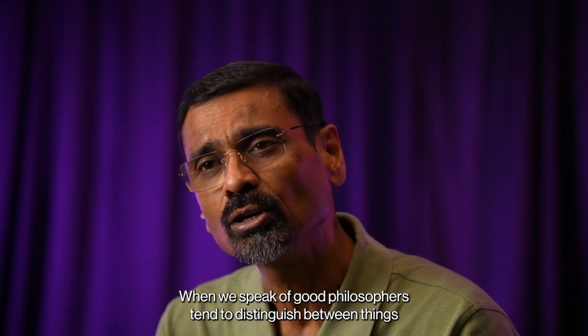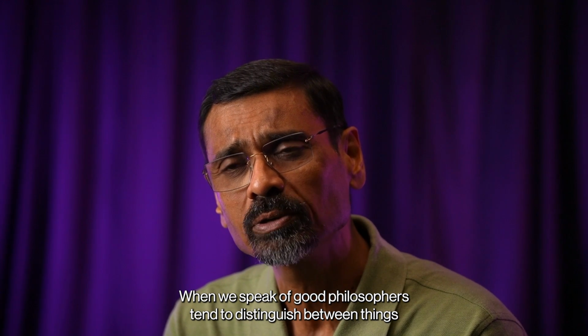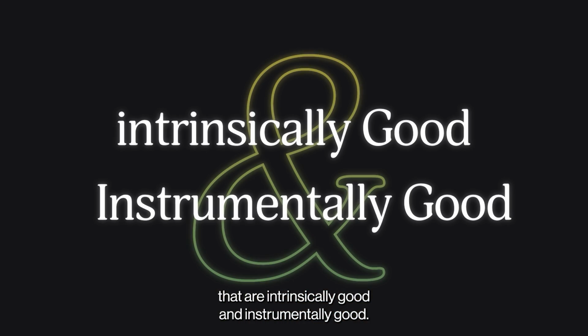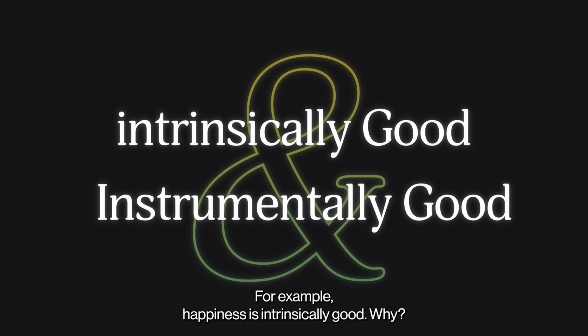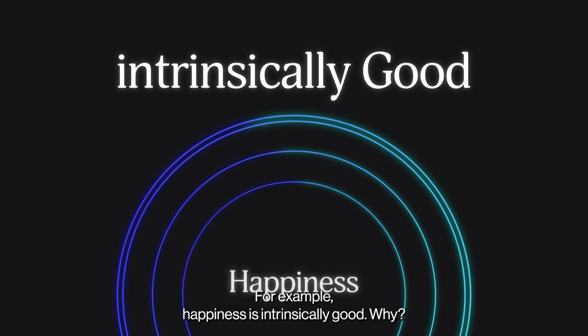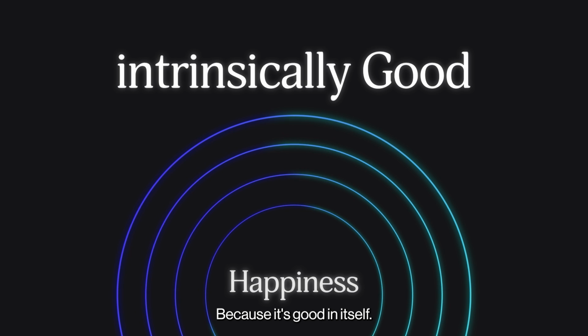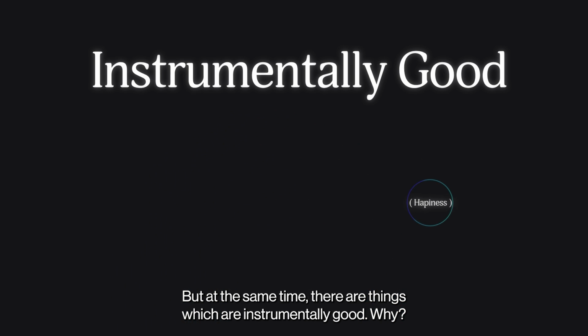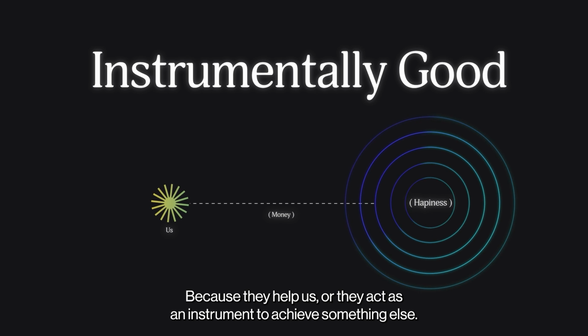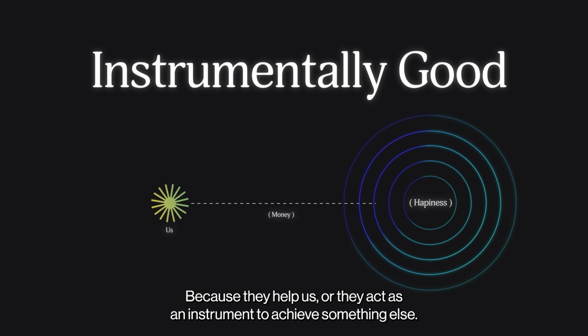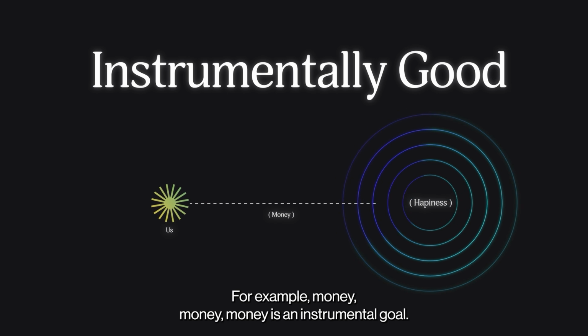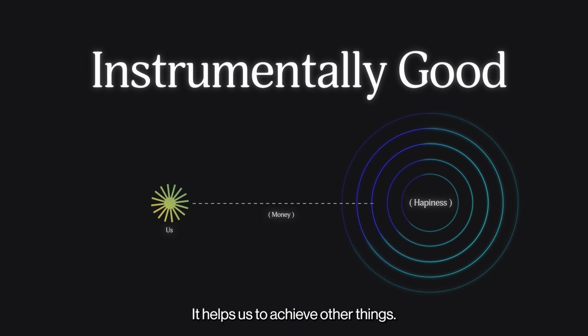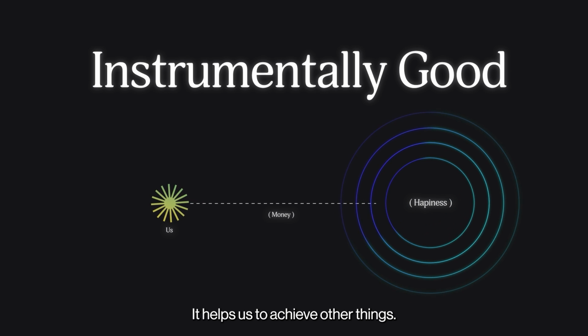When we speak of good, philosophers tend to distinguish between things that are intrinsically good and instrumentally good. For example, happiness is intrinsically good. Why? Because it is good in itself. But at the same time, there are things which are instrumentally good. Why? Because they help us or they act as an instrument to achieve something else. For example, money. Money is an instrumental good. It helps us to achieve other things.